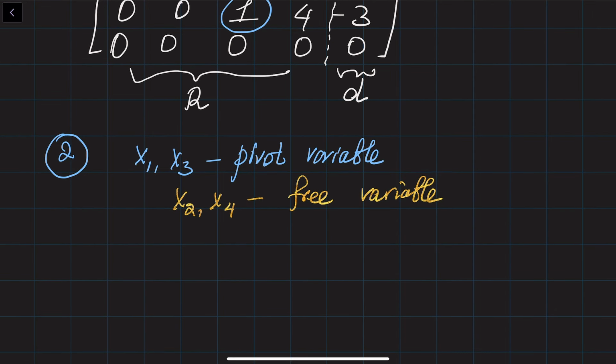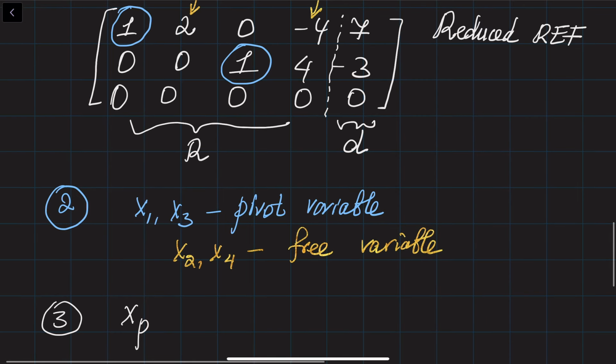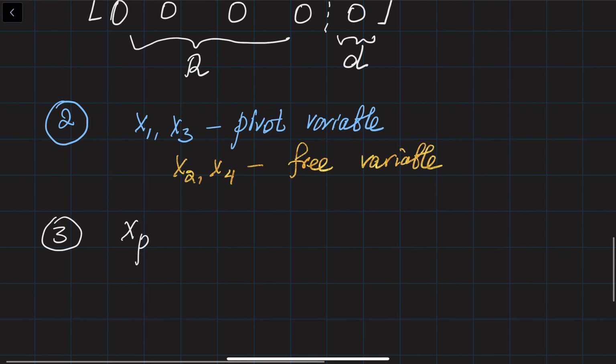So now we would like to construct a particular solution, x particular. In order to do this, we're going to set all of the free variables equal to 0 and solve the system Rx equal to d.